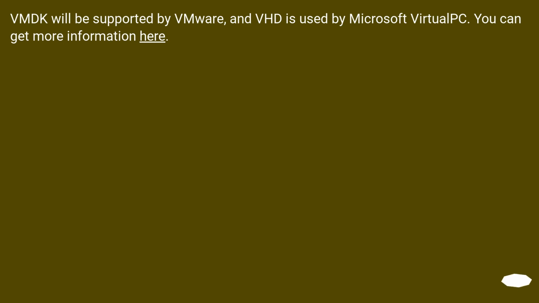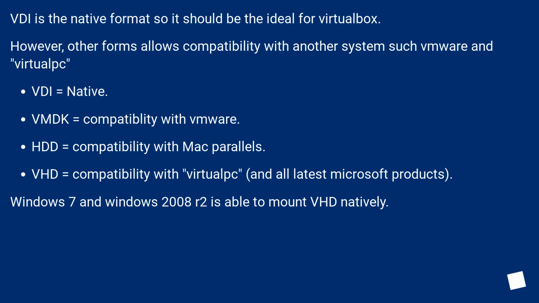VMDK will be supported by VMware, and VHD is used by Microsoft Virtual PC. You can get more information here. VDI is the native format, so it should be ideal for VirtualBox. However, other formats allow compatibility with other systems such as VMware and Virtual PC.